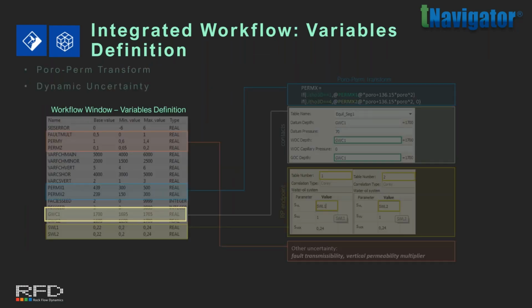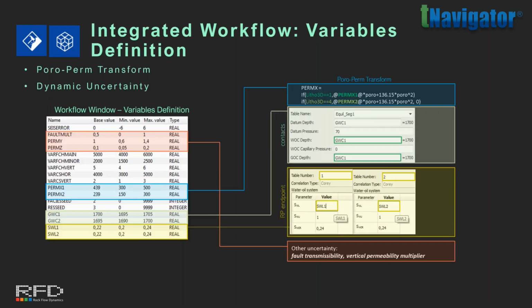And I also have the Poropom transform where I have the variables that are defined within the equations. Dynamic uncertainty. Here, I believe most of the audience here are RE. We are familiar with what we can do. So here is just a very simple example of context RP endpoint. We have the correlations uncertainty.